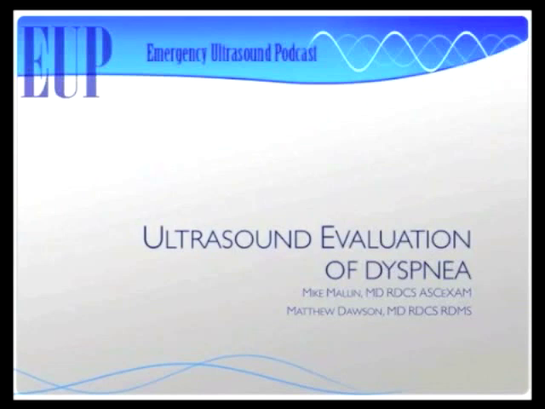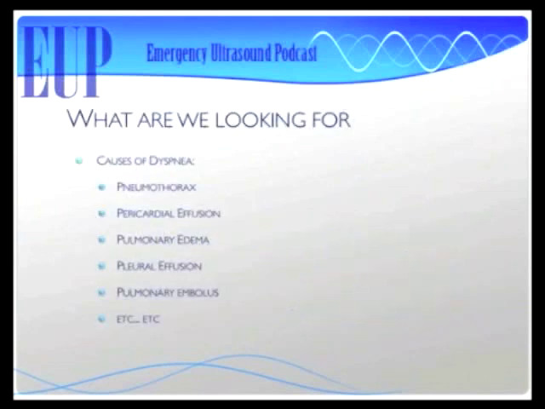Interesting. So dyspnea. What are we going to use ultrasound to look for when it comes to patients with dyspnea? We're going to look for the evaluation of pneumothorax, pericardial effusion, pulmonary edema, pleural effusion, pulmonary embolus, and a host of other things. But these are the main ones that we're going to concentrate on during this lecture. Is that it? That's it.